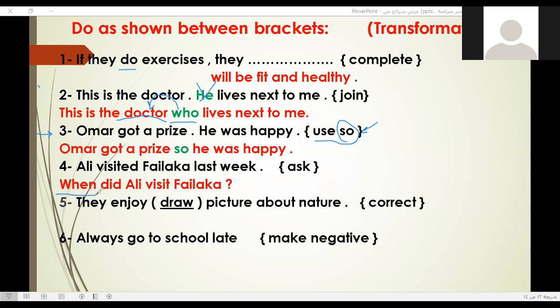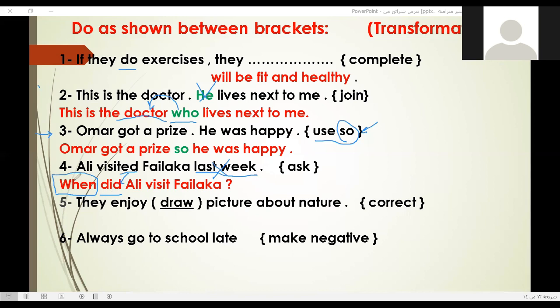What did we do here? We added the question word when, and we removed last week, because we are talking about time. So we used when because we are talking about time. We have to omit it from the question. So after that, we use did. Why? Because it is in the past.